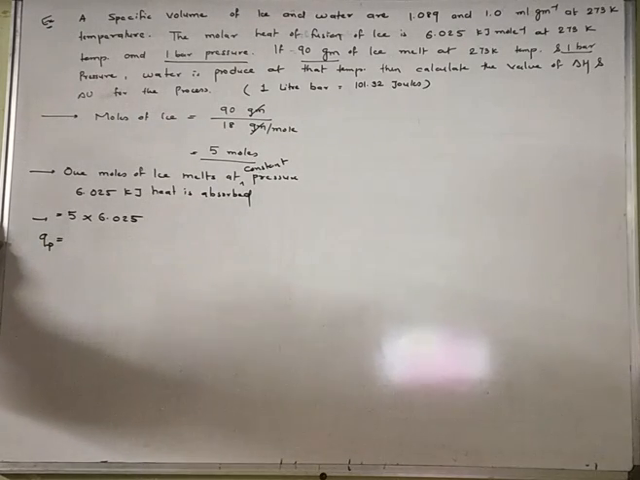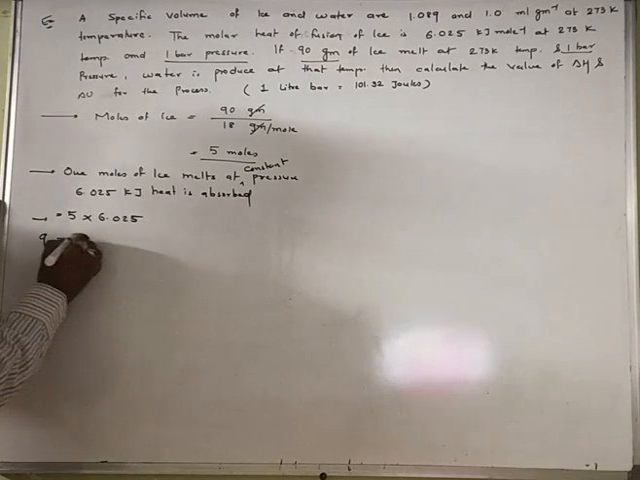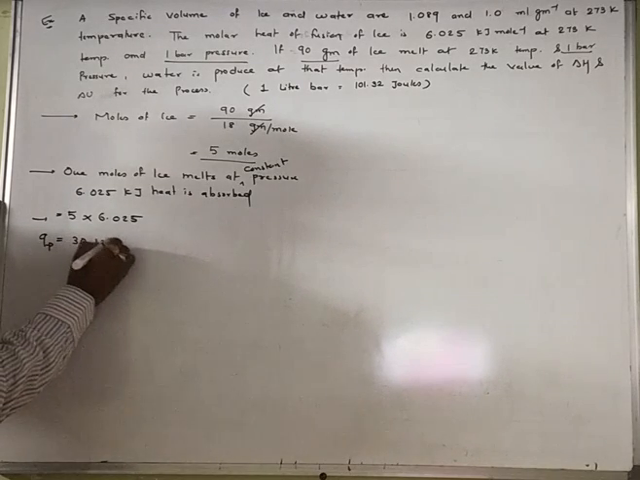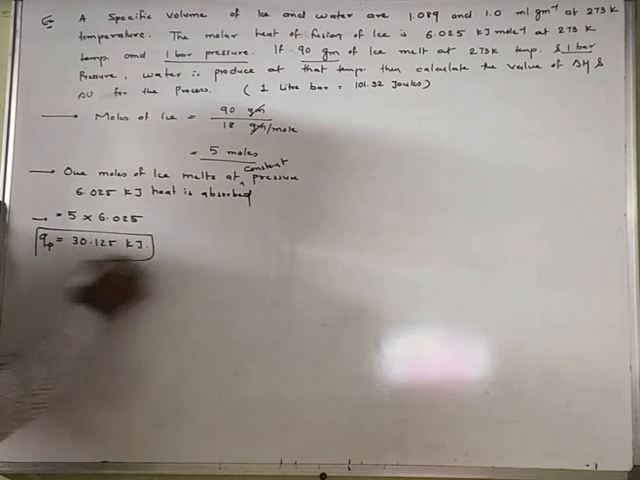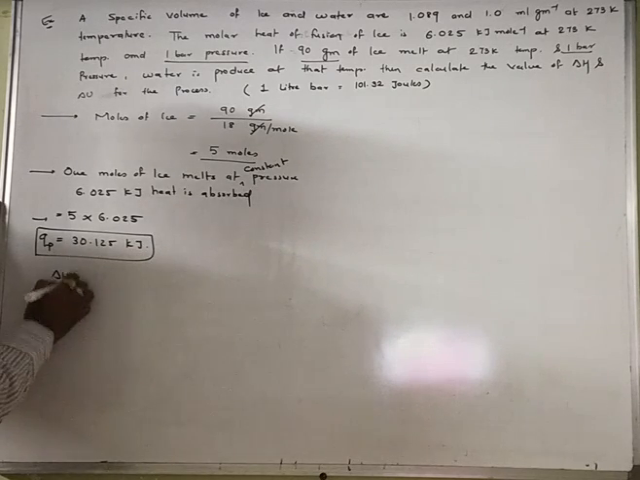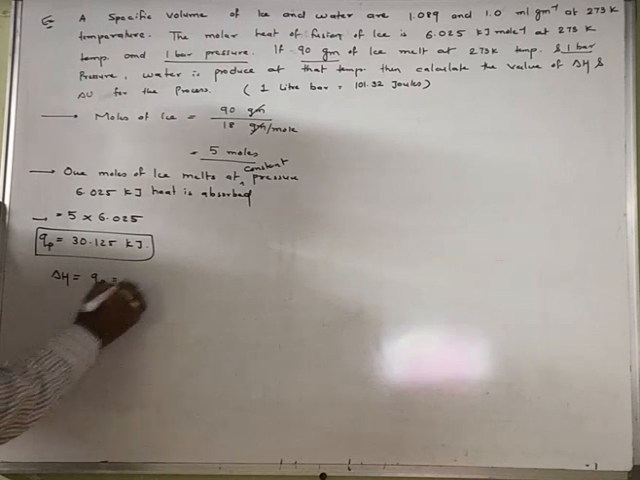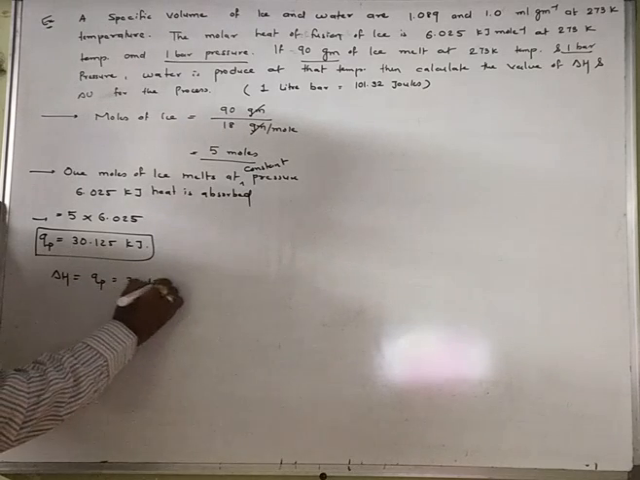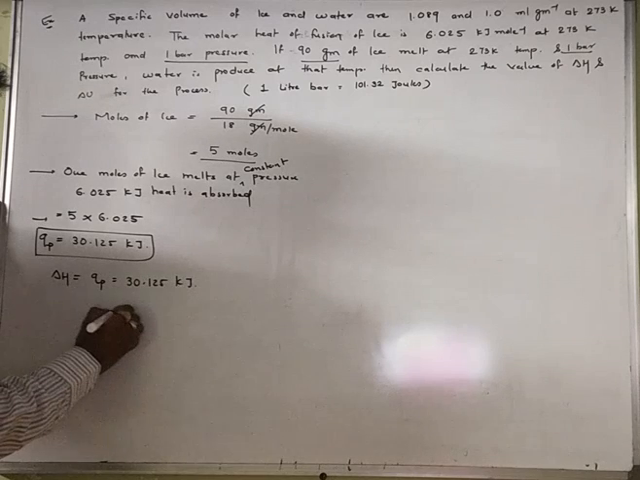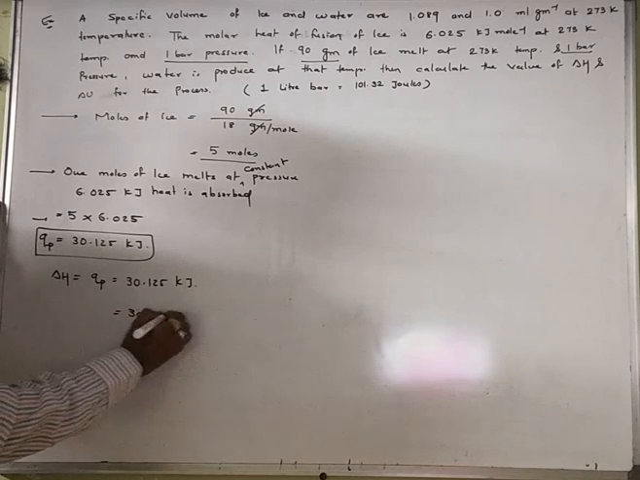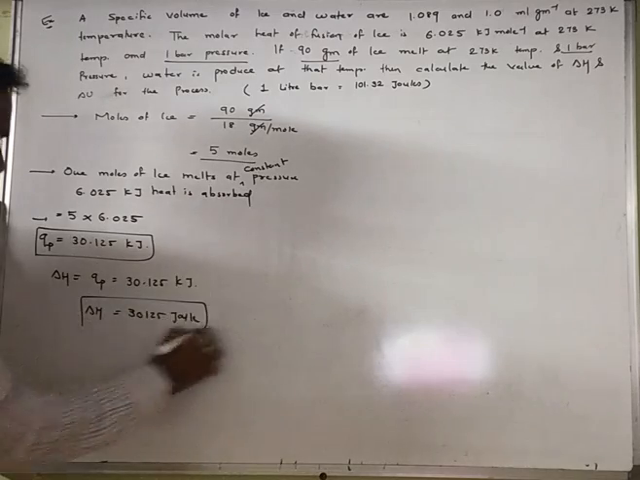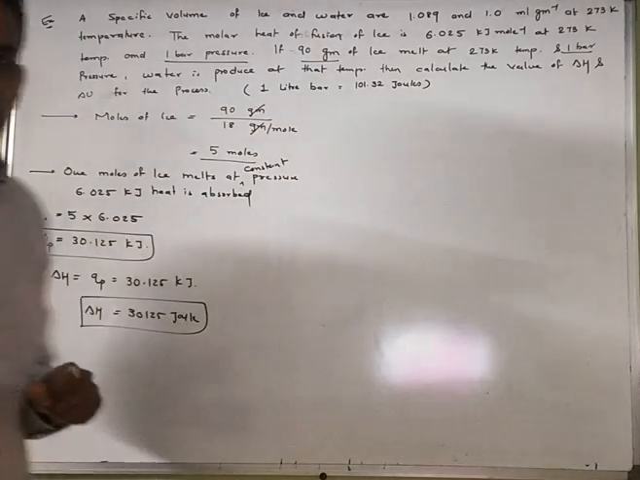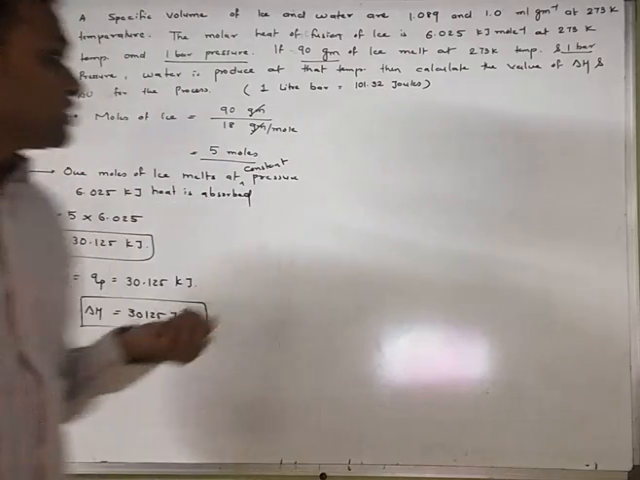Do this multiplication and this answer will come: 30.125 kilojoule. Understand? Now you all know that delta H equals Qp, and that is equal to 30.125 kilojoule, and you can also write 30125 joule. This is the change in enthalpy. Understand?